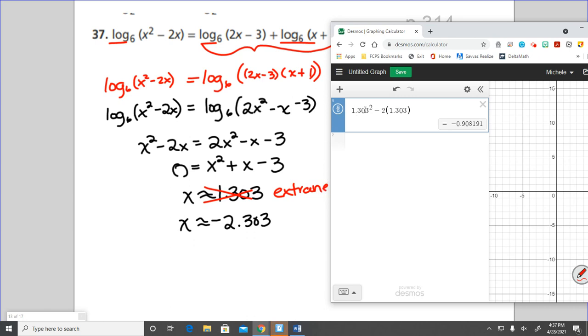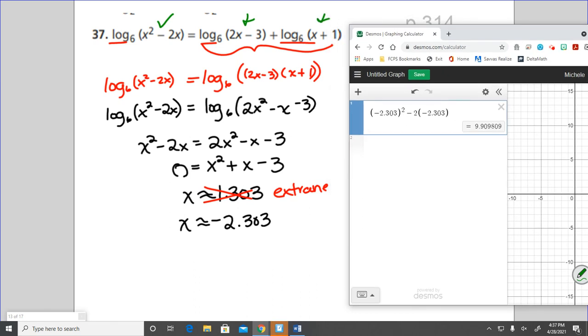Negative 2.303, so let's substitute in negative 2.303. Right here, x squared minus 2x, that's positive, so this part would be positive. Now we have to check the other one as well. And if I look right away, negative 2.303 plus 1 is also going to be negative, so that one is also extraneous. Which means this one has no solution.